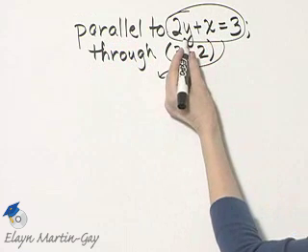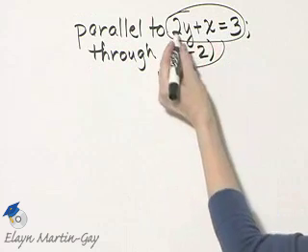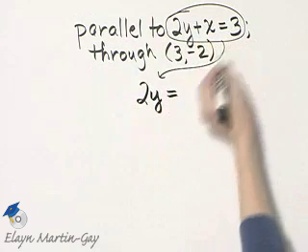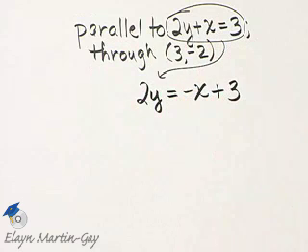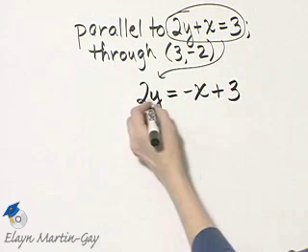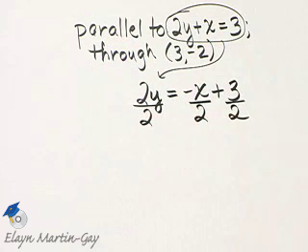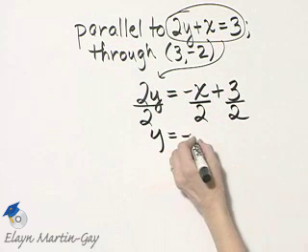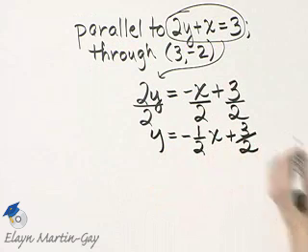So to solve this equation for y, I'll begin by subtracting x from both sides. If I subtract x on the left side, I have 2y. If I subtract x on the right side, I'll have negative x plus 3. And then to finish solving for y, I'll divide every single term by 2, the coefficient of y. So y is equal to negative 1/2 x plus 3/2.